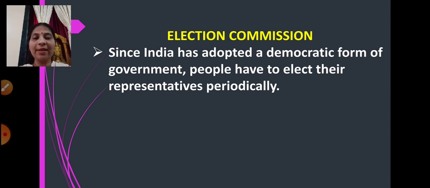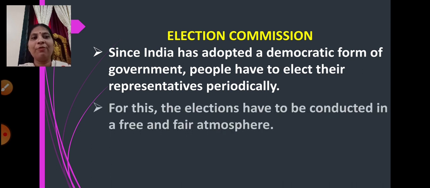Okay, since I am of an age who can go and cast my vote, yes, but I cannot go and participate in the actual administration of the government. So on my behalf, I will elect the representative of my choice who can go and do work on my behalf. Yes, for that, the process of election is there.